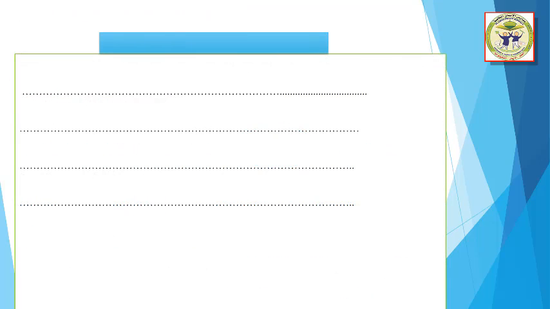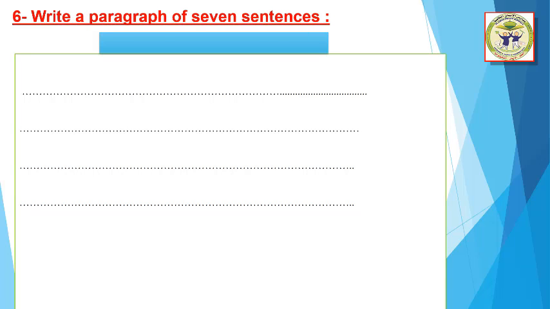Question number 6. Write a paragraph of 7 sentences. In this question, I'll ask you to look at the title carefully and try to write a paragraph of 7 sentences. Your title here is about your sister who is the best. Before writing the paragraph, you should follow the steps of writing a paragraph.